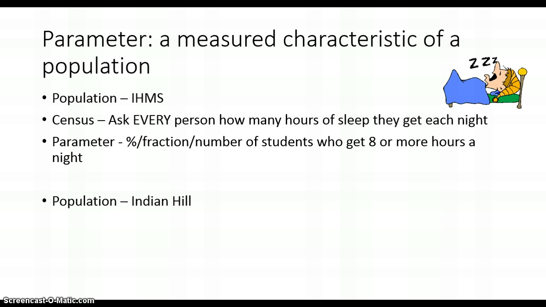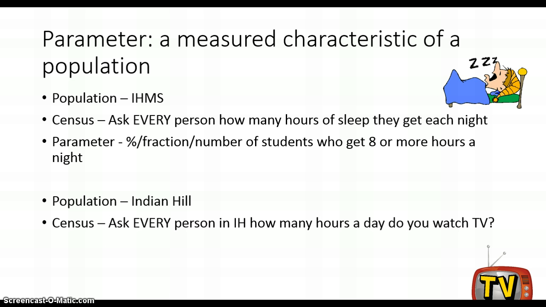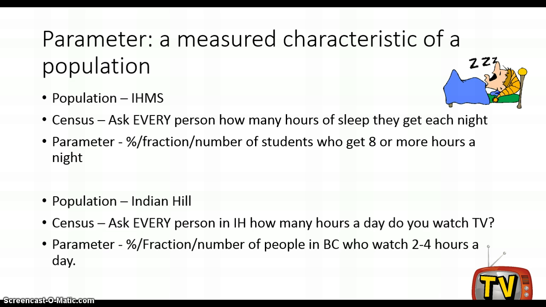Another example, if my population are the residents at Indian Hill, my census might be to ask every person in Indian Hill how many hours a day they watch TV. My parameter then would be the percent, fraction, or number of people in Indian Hill who watch 2 to 4 hours a day. Please excuse my typo there.